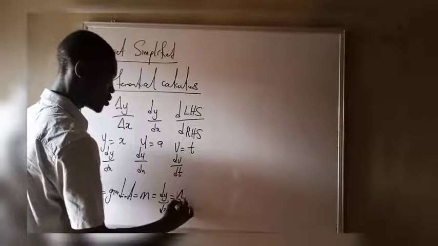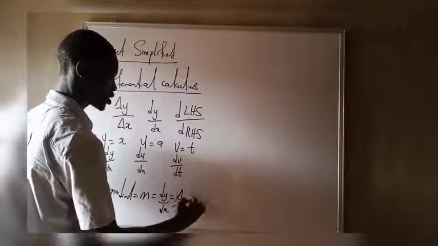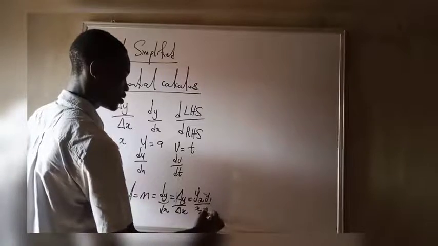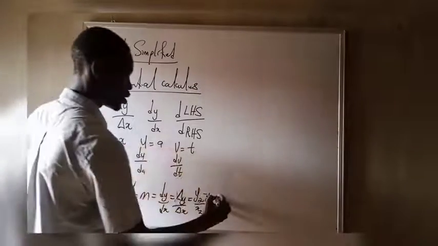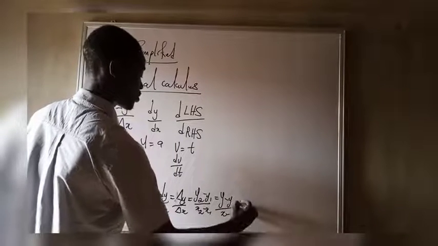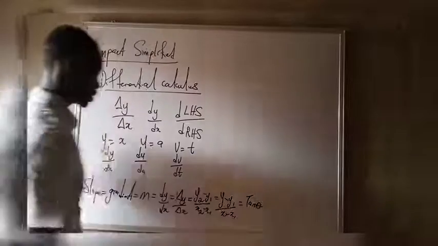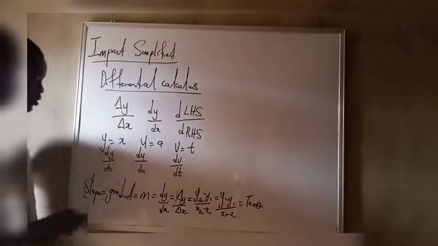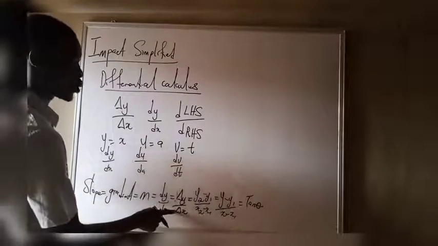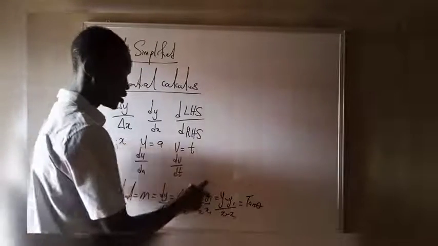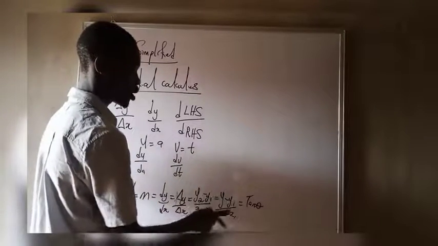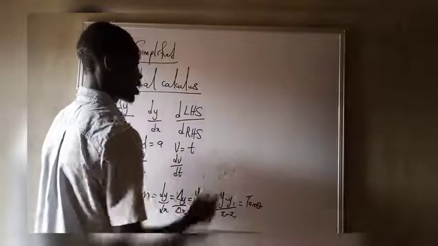And your dy/dx is still the same thing as the change in y over the change in x. It also means y2 minus y1 over x2 minus x1. This is the two-point form. It also means y minus y1 over x minus x1. It also means tan theta. So you can see how we are breaking down dy/dx: slope, gradient, change in y over change in x, y2 minus y1 over x2 minus x1, y minus y1 over x minus x1, and tan theta.